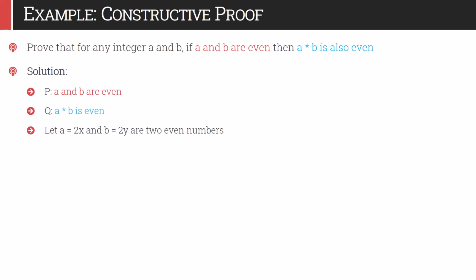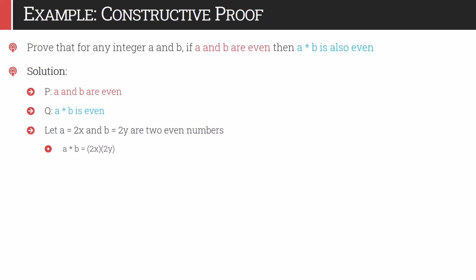So let A is equal to 2x and B is equal to 2y. So x and y could be any value, odd or even, but when we multiply it with 2, it will definitely become even. So it is already given in the premise that A and B are even. So we'll start with A is equal to 2x and B is equal to 2y. Let us multiply it to prove the conclusion.